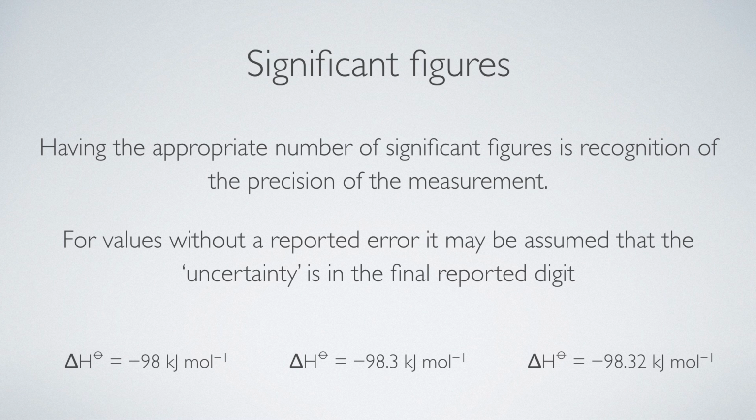digit. Here I give three different values for delta H of a reaction, and we can see that they all have different numbers of significant figures. In the first one, minus 98, I'm assuming that my value lies between minus 97 and minus 99 kilojoules per mole. However, if I move over to the far side, the one with four significant figures, two decimal places, here I'm assuming that my value lies between minus 98.31 and minus 98.33 kilojoules per mole.